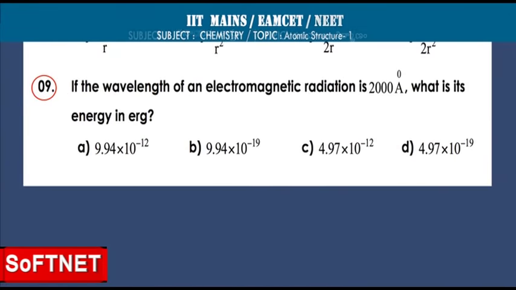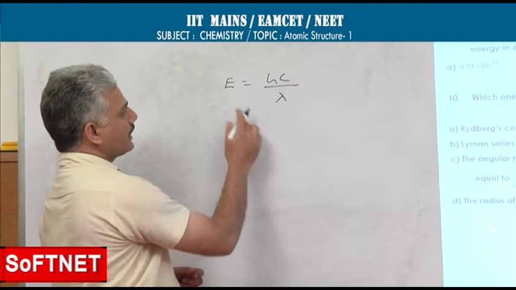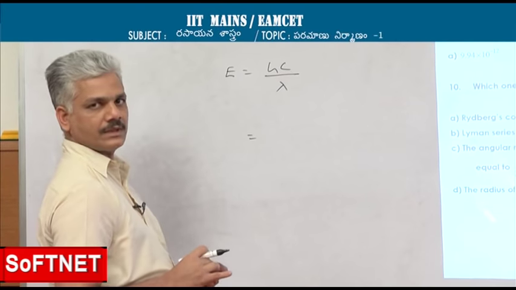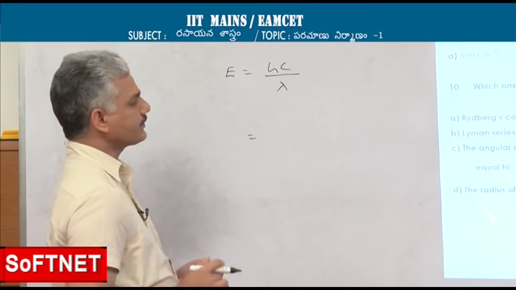If the wavelength of an electromagnetic radiation is 2000 angstrom units, what is its energy in ergs? Energy of electromagnetic wave is calculated by using this relation hc by lambda. We have to calculate energy in terms of ergs. So, all the data has to be taken in CGS system.